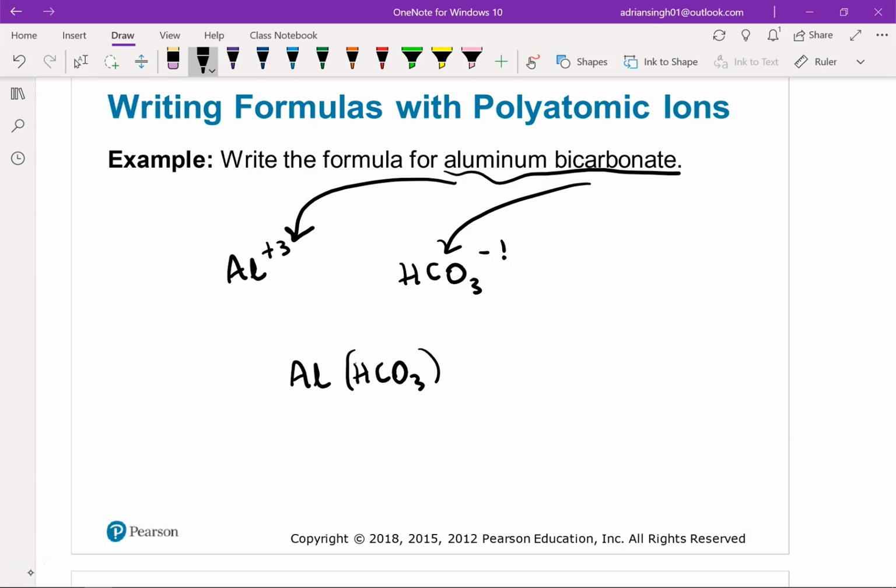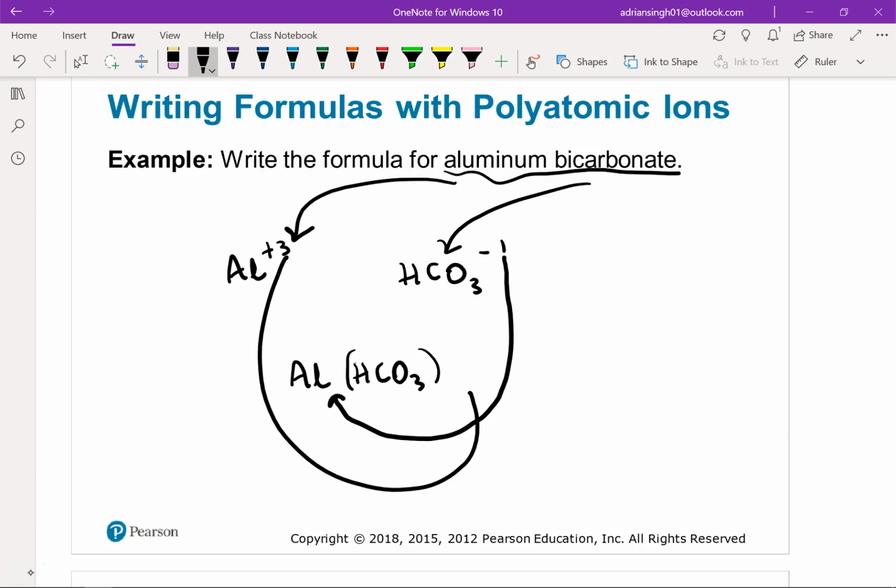The 1 here becomes a subscript on the aluminum, and then the 3 on the aluminum becomes a subscript on the outside of the bicarbonate. So we end up with Al(HCO3)3, and that's your formula for aluminum bicarbonate.